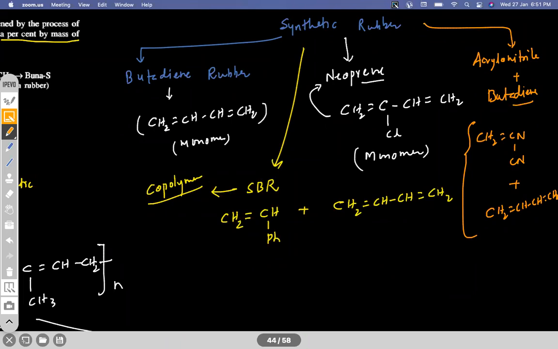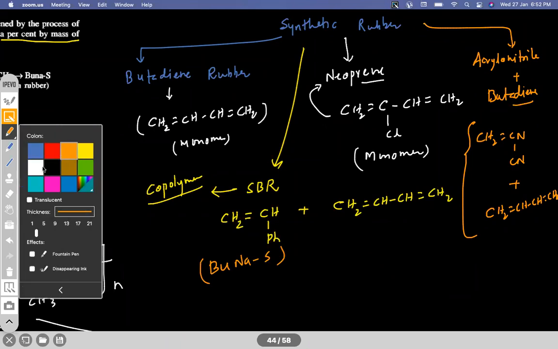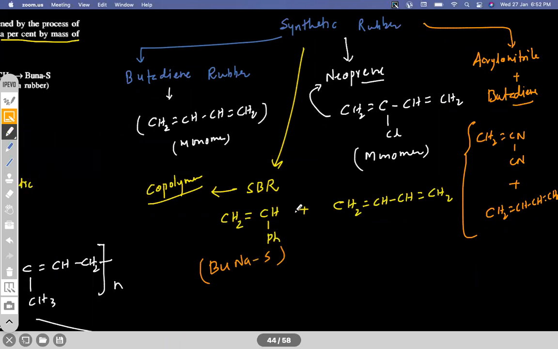SBR, styrene butadiene rubber, we also call Buna S. This polymerization takes place with the help of a catalyst, and the catalyst is sodium. Na is the catalyst we use in this polymerization process. Bu stands for butadiene, S stands for styrene, Na stands for the catalyst. Similarly, this one is Buna N: Bu for butadiene, Na the catalyst, N for acrylonitrile. Buna N and Buna S are both copolymers, since two different monomers are used.